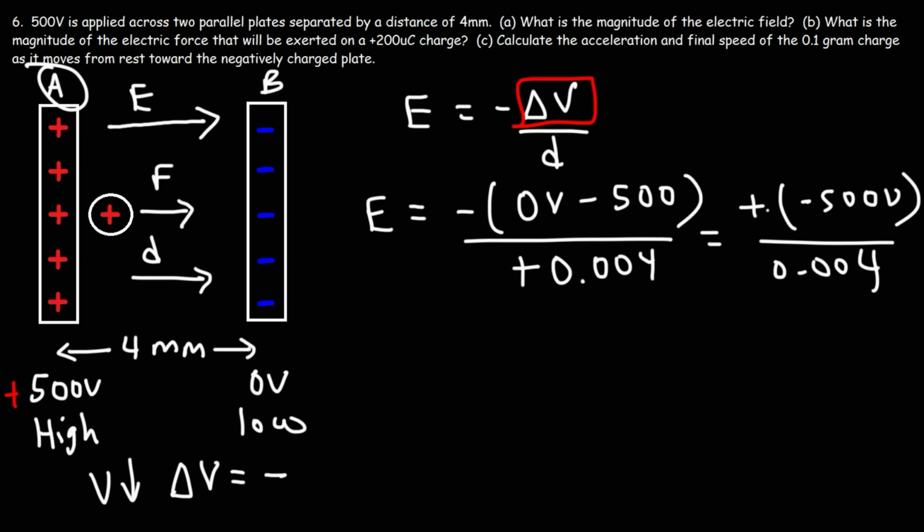So two negatives will make a positive, and this makes sense because the electric field is pointing in a positive x direction. So this equation should give us a positive answer. 500 divided by 0.004 gives us an electric field value of 125,000. Now we could say volts per meter, or we could say newtons per coulomb. I'm going to use newtons per coulomb because that's going to lead us into part B.